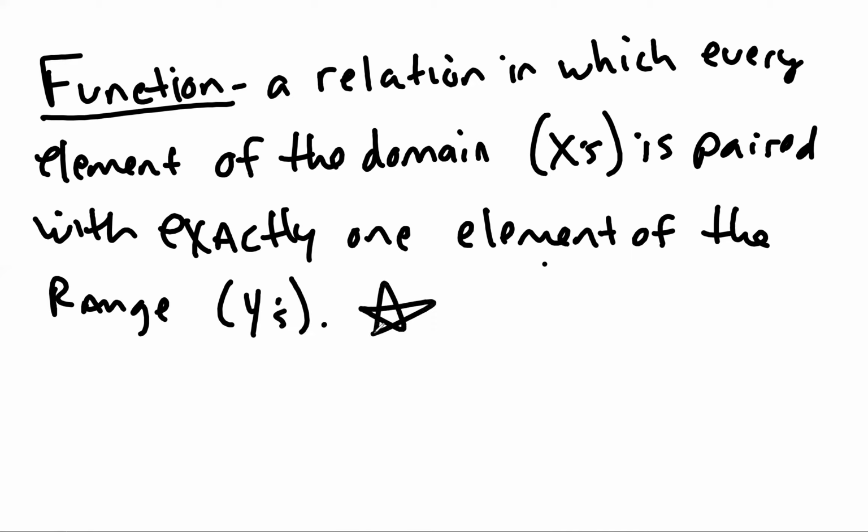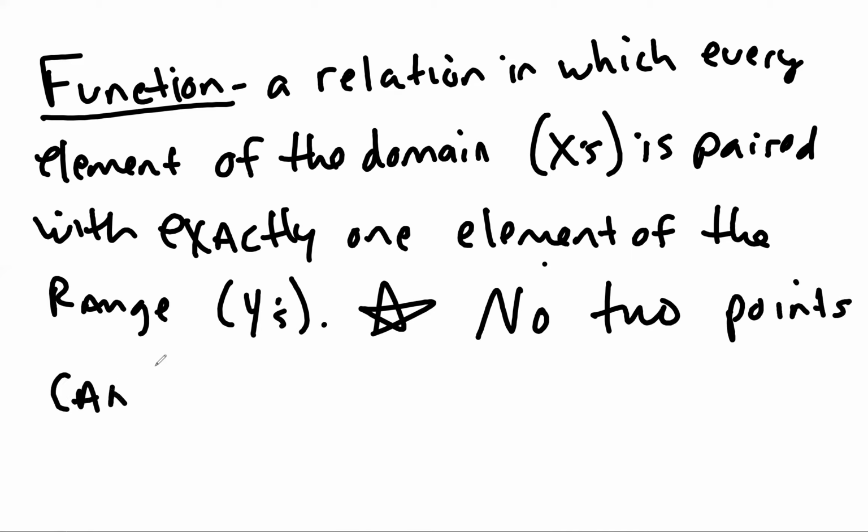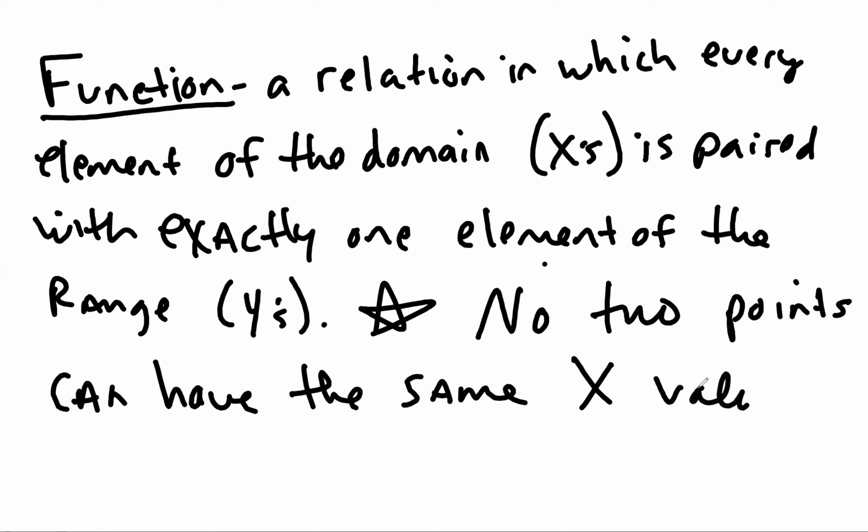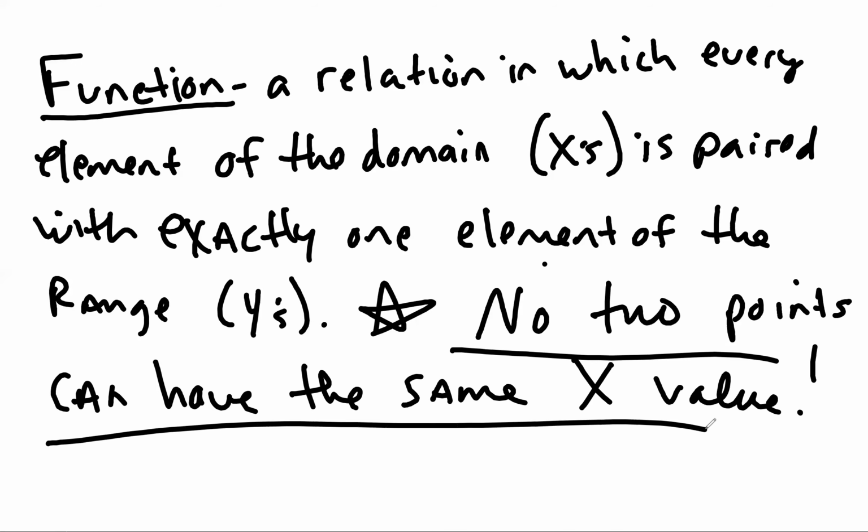To put it a little more plainly, what this means is that no two ordered pairs, or no two points, can have the same x value. That's what we need to know. No two points can have the same x value. That is the main takeaway from what a function is. So it's a relation in which every x value is paired with exactly one y value. And what that means is none of the points on my graph can have the same x value.